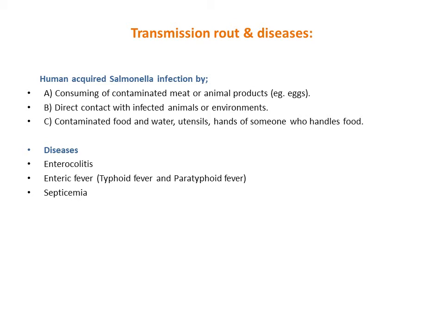Let's move to transmission route or epidemiology and diseases of Salmonella. Humans acquire Salmonella infection by consuming contaminated meat or animal products, for example: A. Via direct contact with infected animals or environments. B. Via contaminated food and water, utensils, or the hands of someone who handles food.